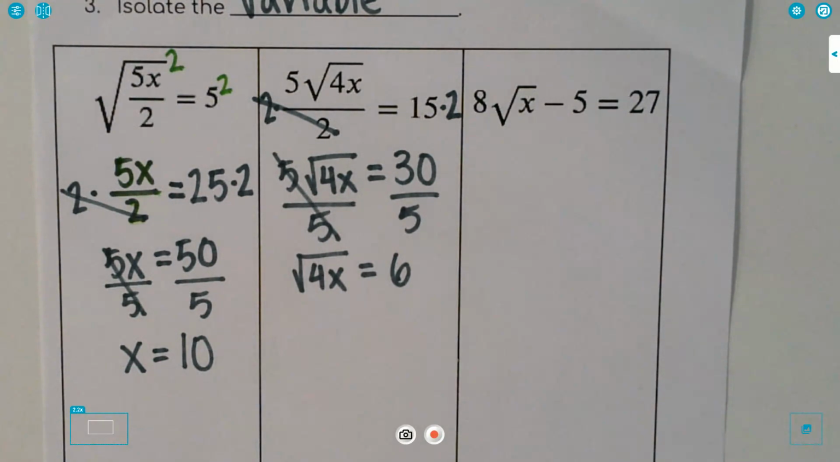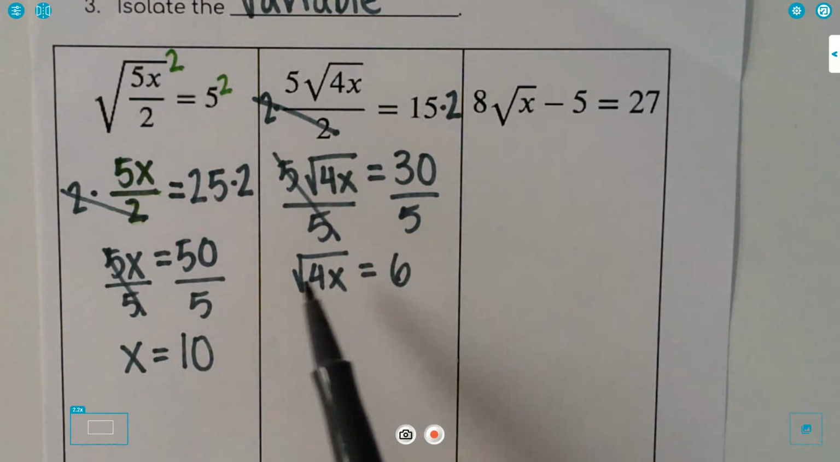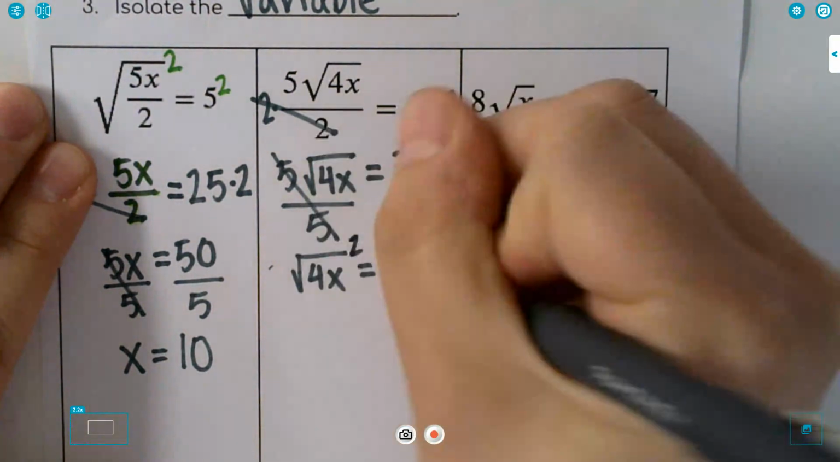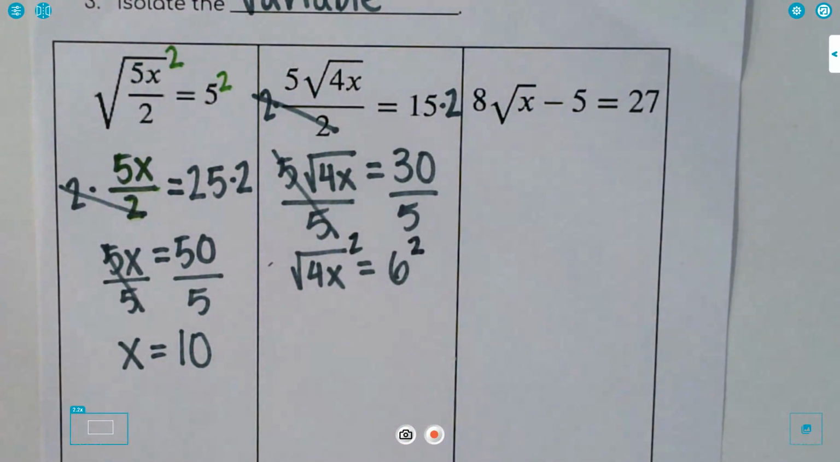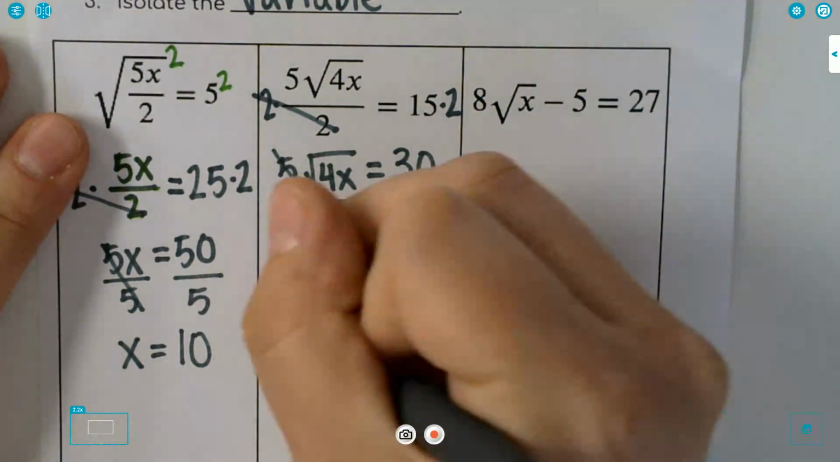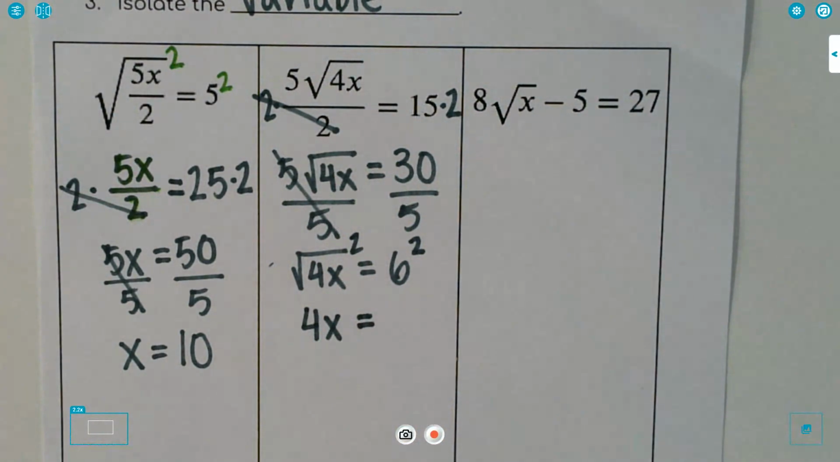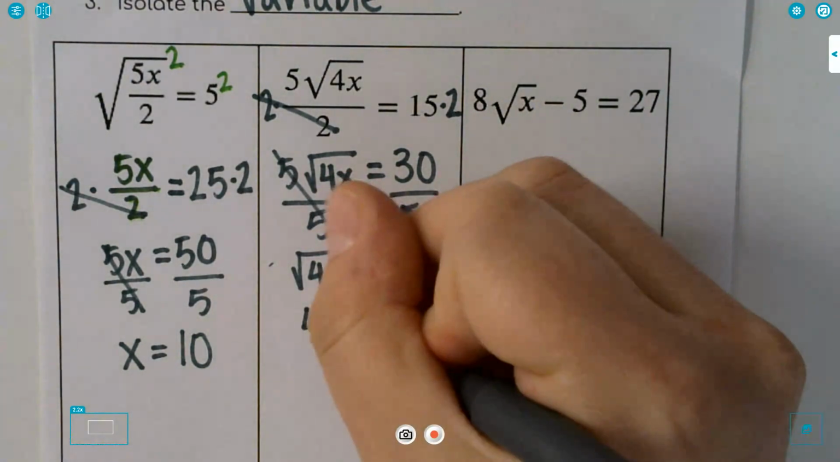Okay, from there, we are going to square both sides to get rid of that square root. There's now nothing outside of the square root, so we're going to square both sides to get rid of our square root. So we'll square on the left, we will square on the right. On the left side, the square root and the square cancel each other out, so all we have left is 4x. And on the right side, 6 squared, what is 6 squared? 36, you got it.